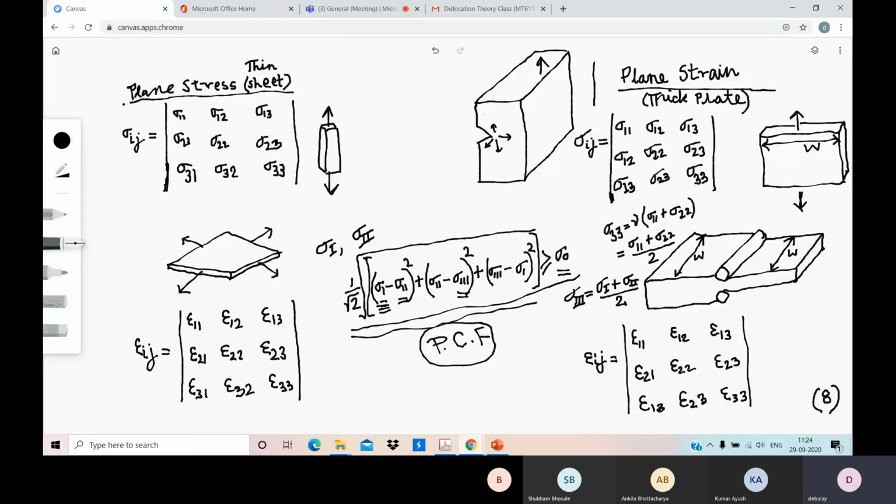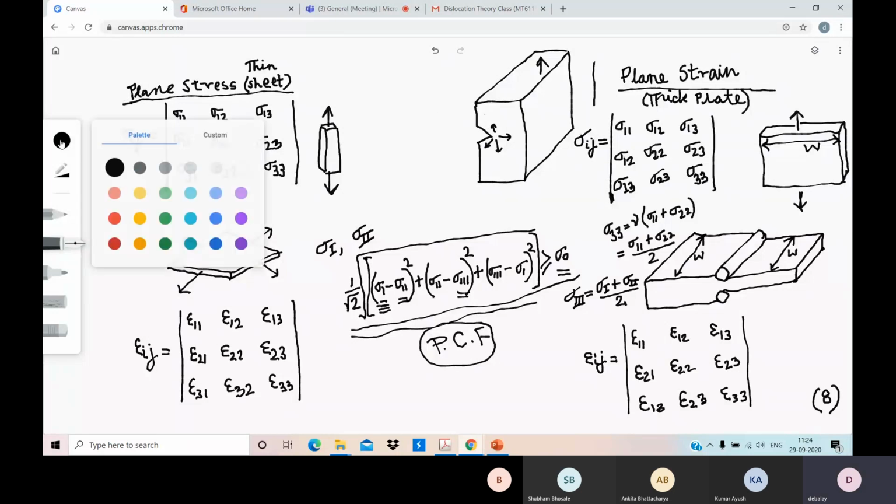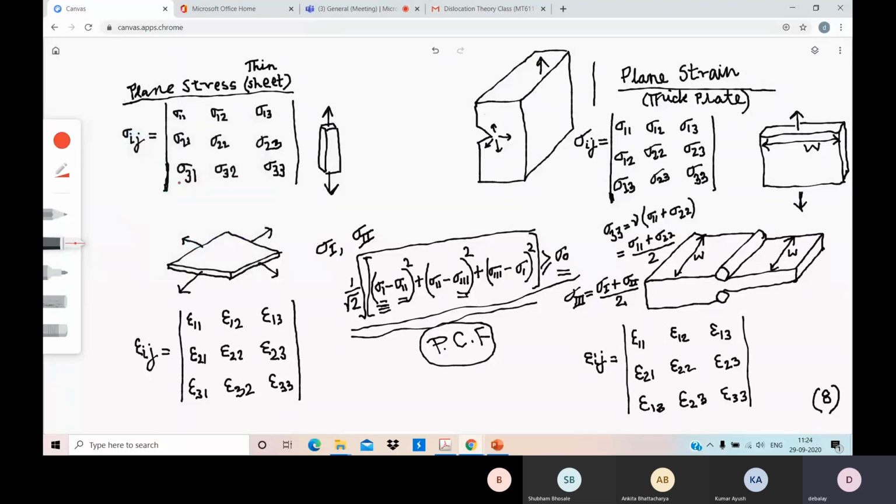So what is plane stress? As I said, if the body is under plane stress, that means either uniaxial or biaxial loading of a sheet or a thin specimen. So along the third direction, there is no stress. That is called plane stress.